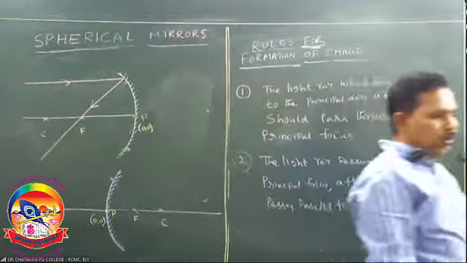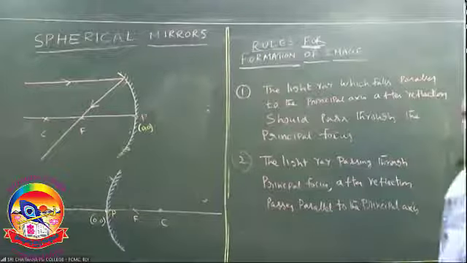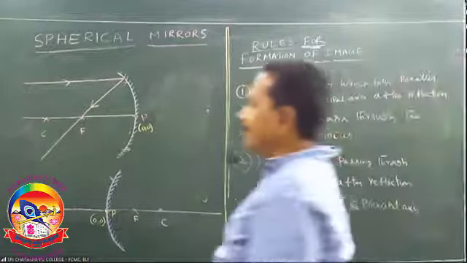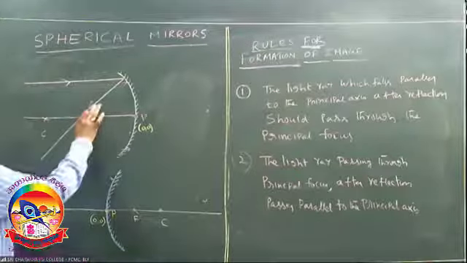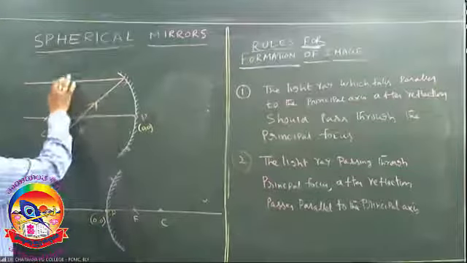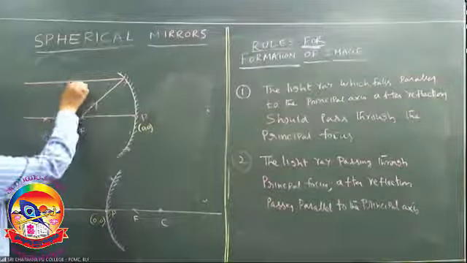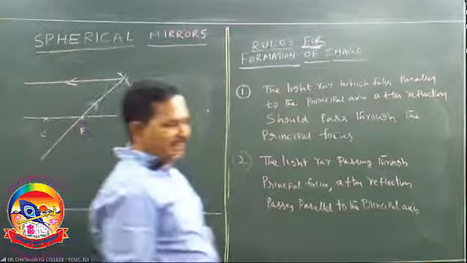Second rule for the formation of image. Easy for me. Second diagram: just reverse the arrow marks. This is the second diagram.